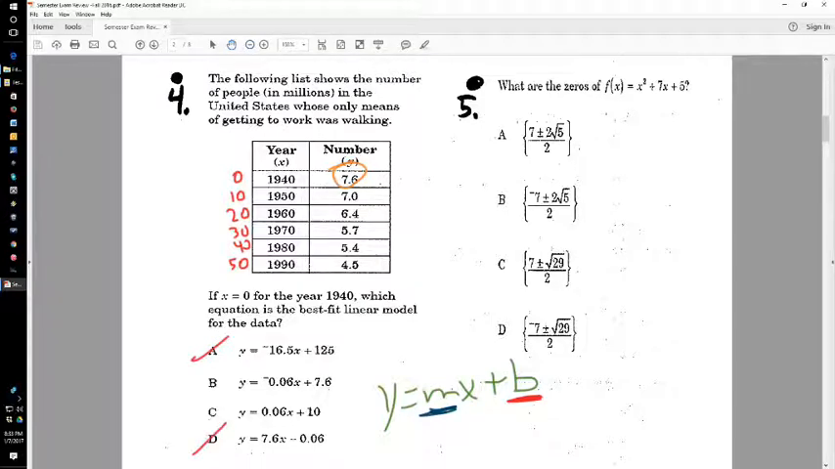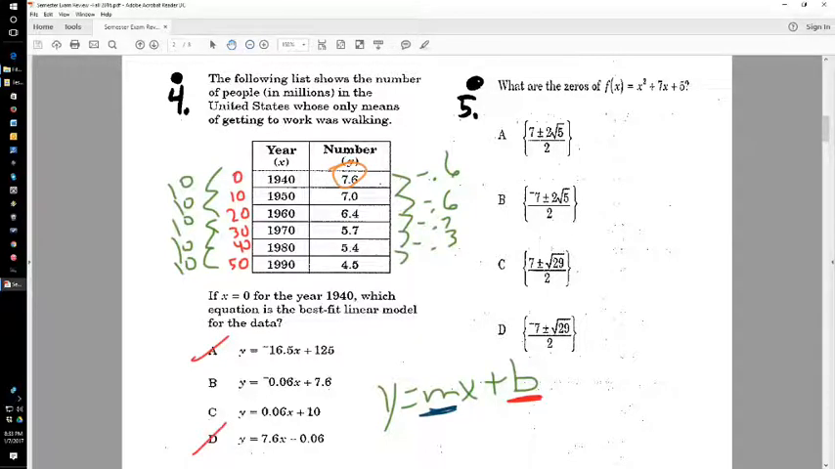So for this, what am I going to do? We already know that every time it increases by 10, this one goes down by 0.6. This one goes down by 0.6. 6.4 minus 5.7, that's negative 0.7. This one goes down by, what's that, 4? That's negative 0.3. This is by negative 0.9. So the bottom number here is going to be 10.